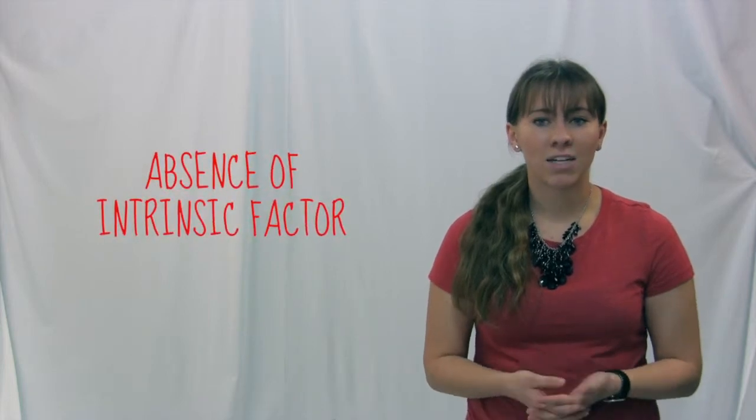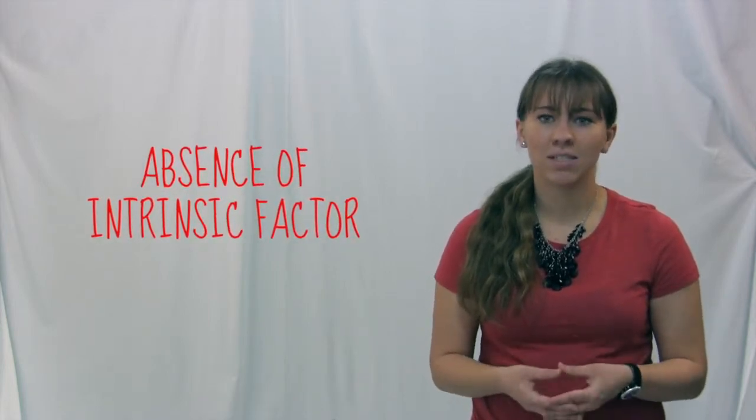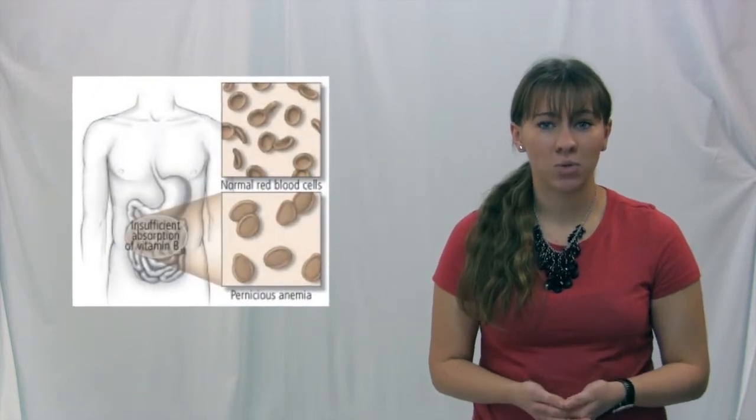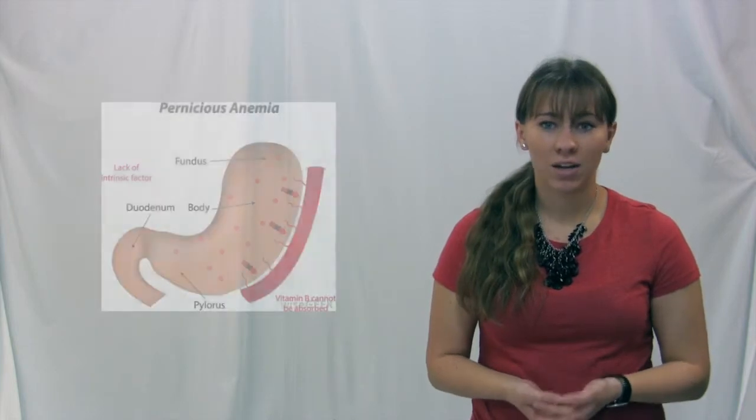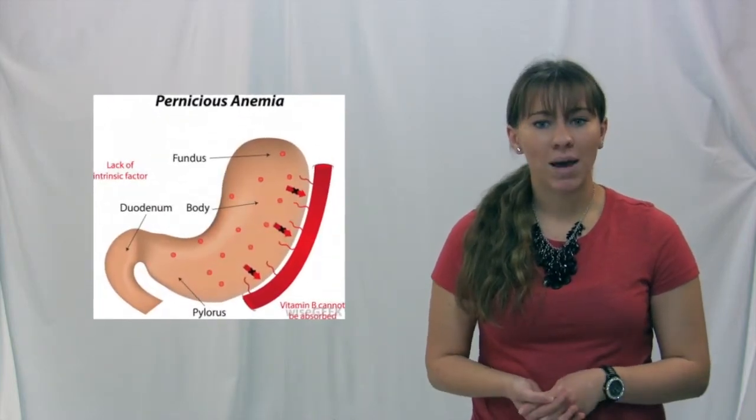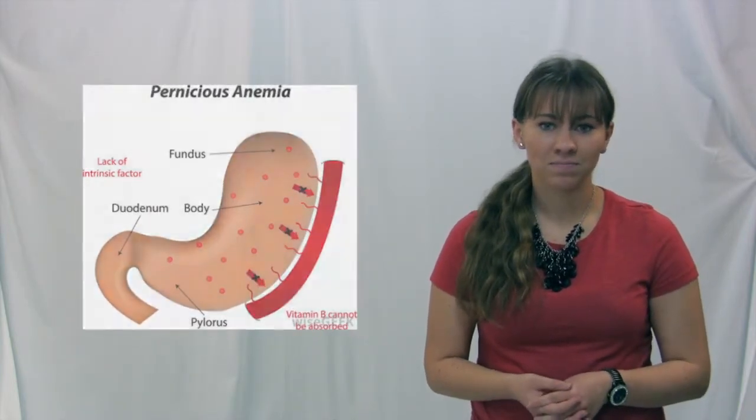Pernicious anemia is the most common type of macrocytic normochromic anemia. The underlying factor in this anemia is an absence of intrinsic factor, which is an enzyme that helps to absorb vitamin B12 in your stomach. This can be caused by a number of things such as chronic gastritis, gastric bypass, or peptic ulcer disease.